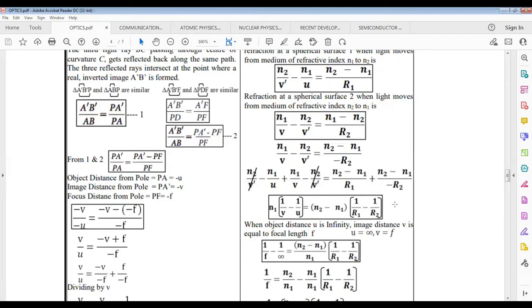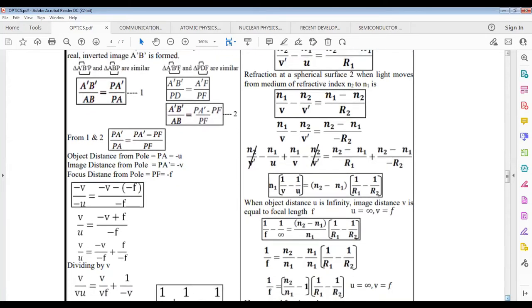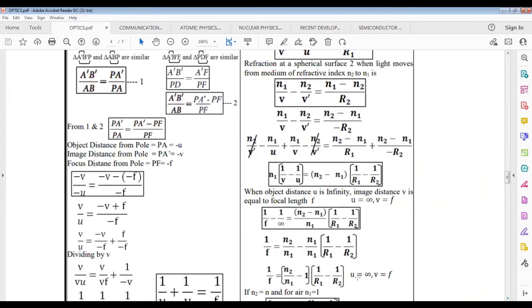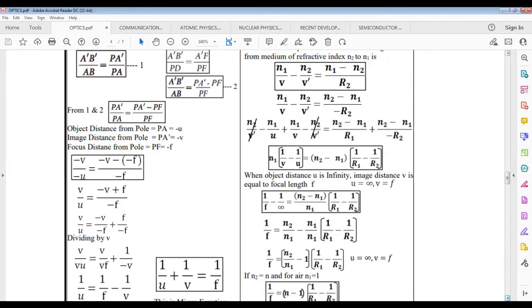Suppose if you assume the object is at infinity distance, so U becomes infinity and V becomes the focal length, V becomes f. So you substitute the values, take this N1 to the denominator, N2 minus N1, 1 by R1 minus 1 by R2, 1 by V, V becomes f and U becomes infinity. So 1 by f is equal to N2 minus N1 by N1, into 1 by R1 minus 1 by R2. Assuming this condition, for air the refractive index is 1 and the medium the refractive index N2 is n.